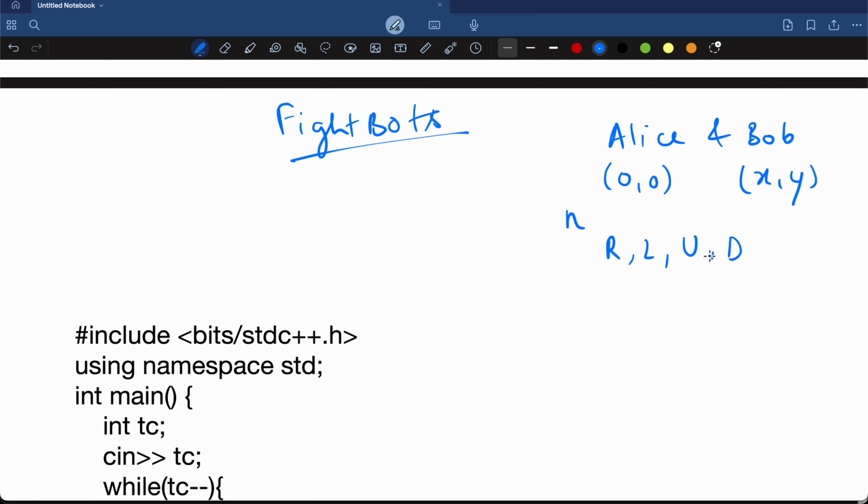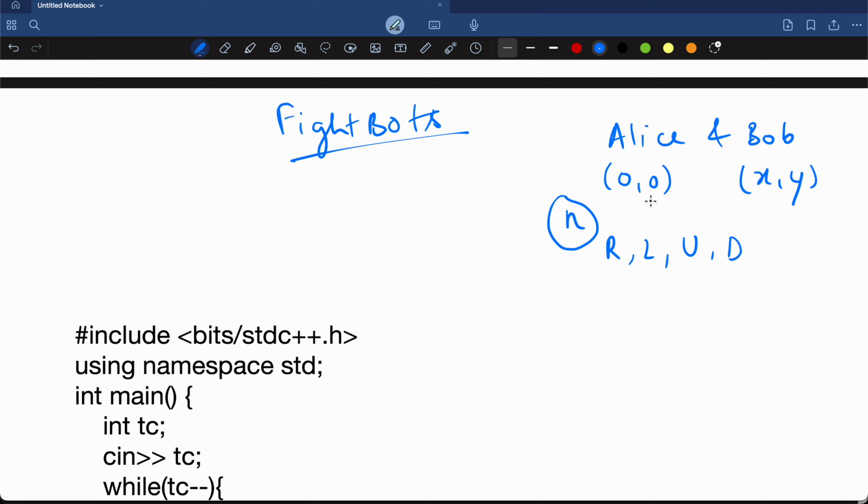And we have to tell whether Bob can, in any turn, place his robot at the same place where Alice's robot is present. If so, we have to say yes. Bob starts from x and y, and he tries to place his robot where Alice has placed hers. But the twist is that in each turn, both have to make a move. Their robots cannot remain idle at any turn.